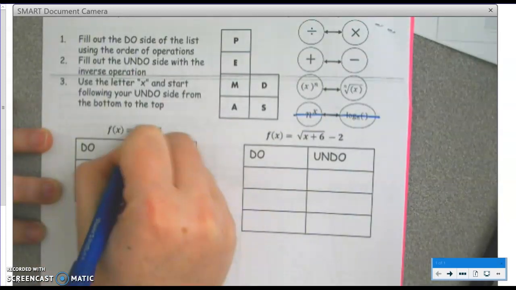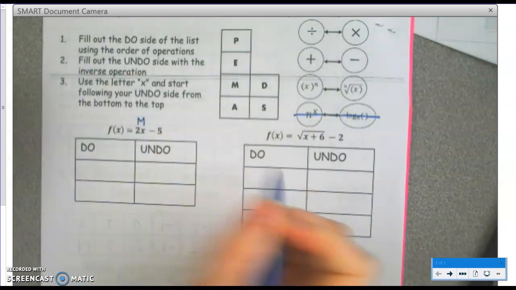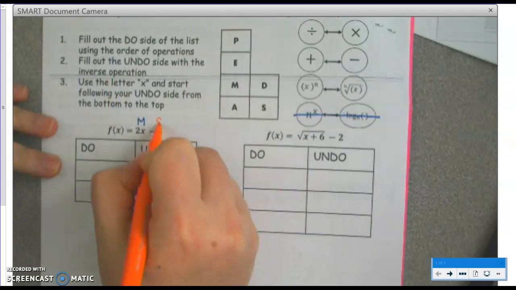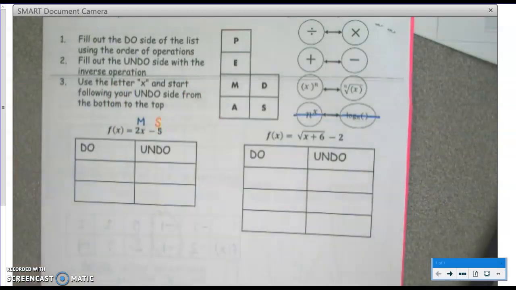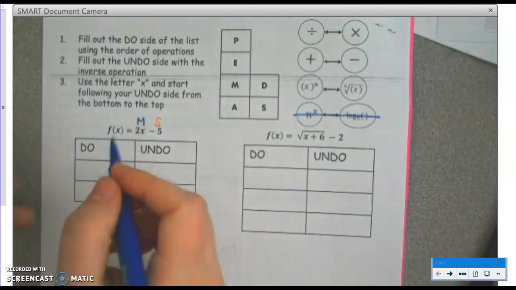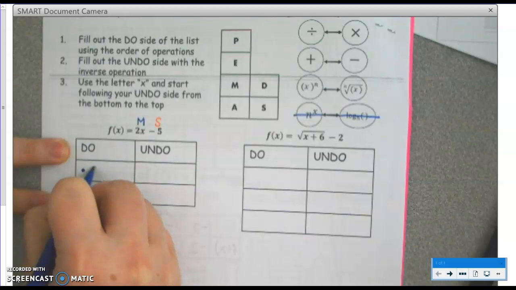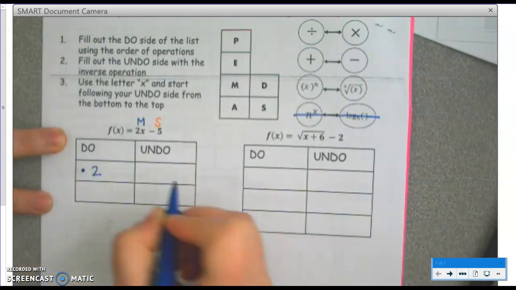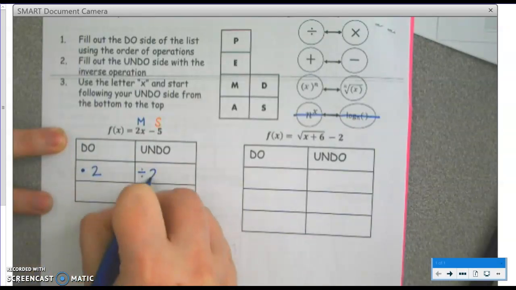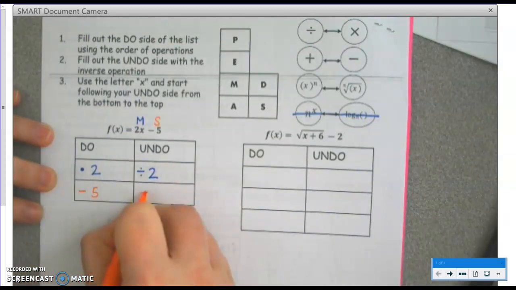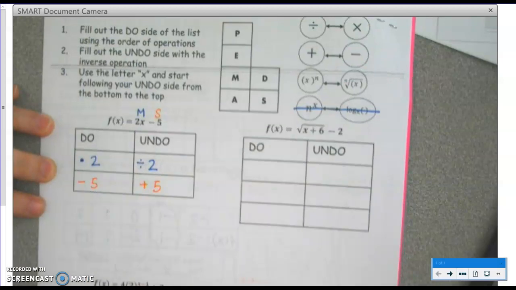So I can see here that I have a multiplication between the 2 and the x, and I also have subtraction. I'm subtracting 5. So according to the order of operations, multiplication comes before subtraction. So multiply first. The opposite of multiply by 2 is divide by 2. And then subtract 5. The opposite is add 5.